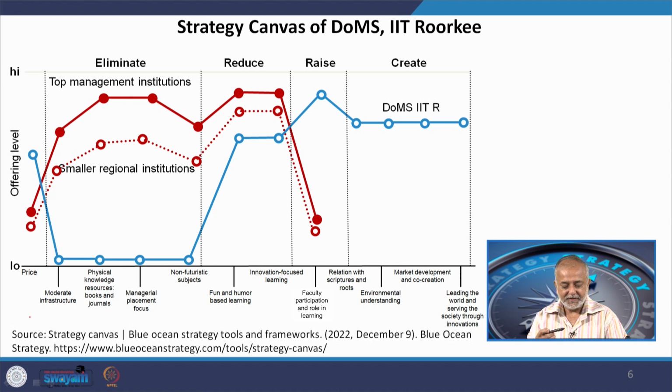What did we raise? We raised faculty participation and role in learning. And how was faculty participation and role in learning increased? Primarily, IITs focus at a very large level on research. The Department of Management Studies at IIT Roorkee is a very small department in terms of number of batches. We have only one batch, and if you include 2 years, two sets of students, first year and second year MBA students.